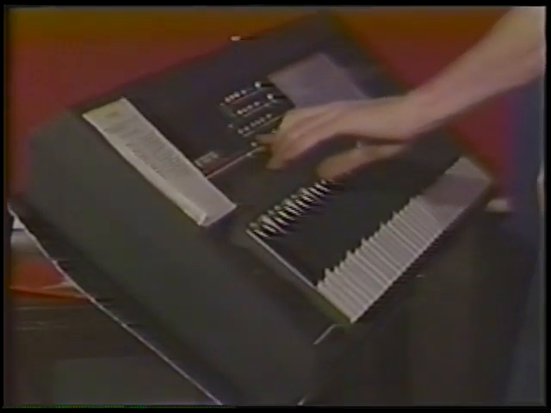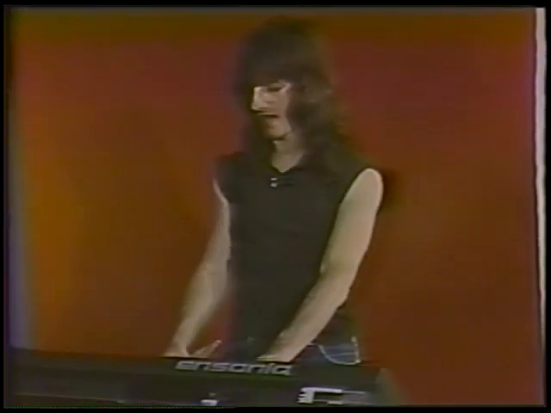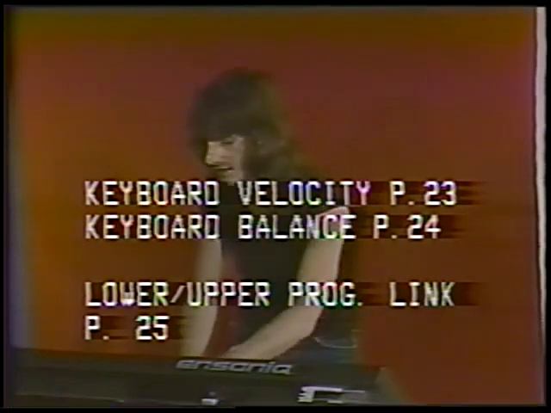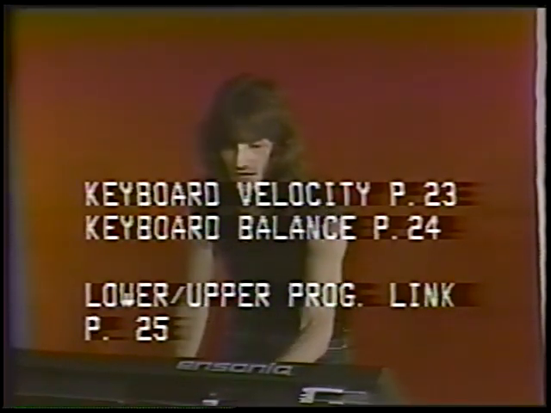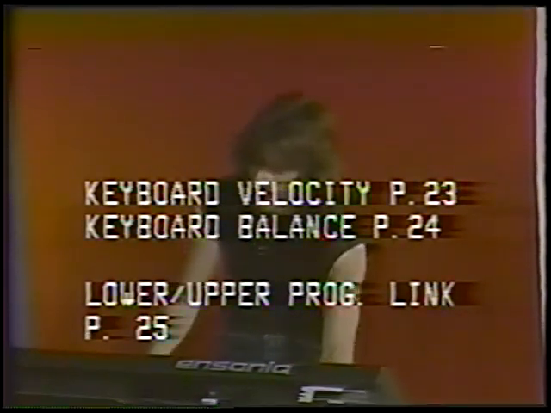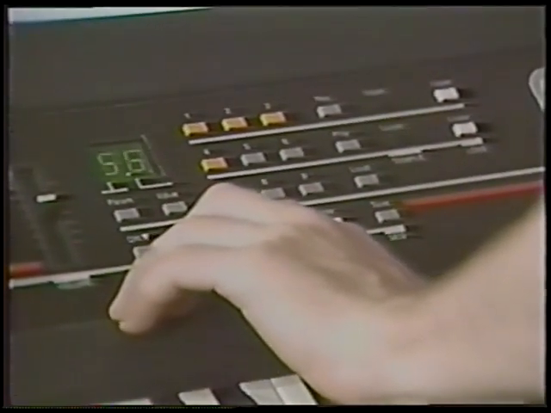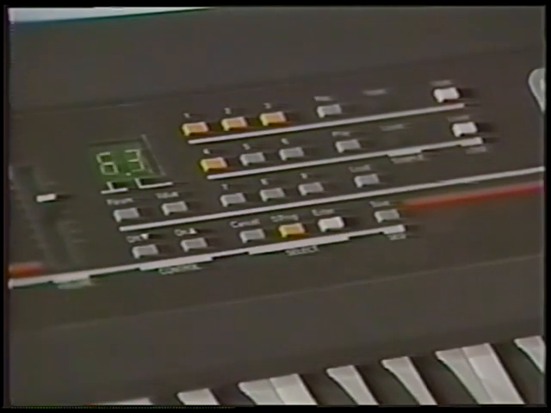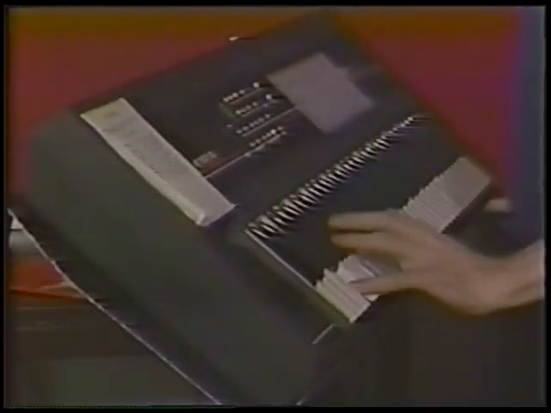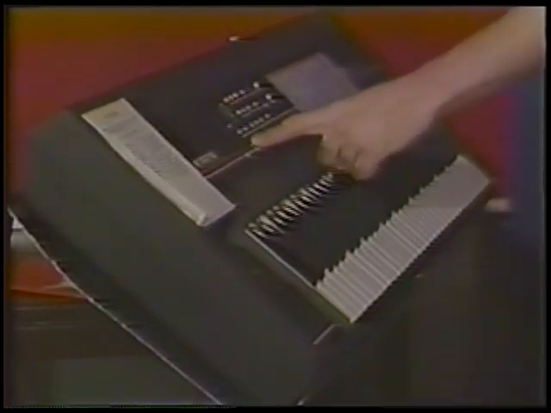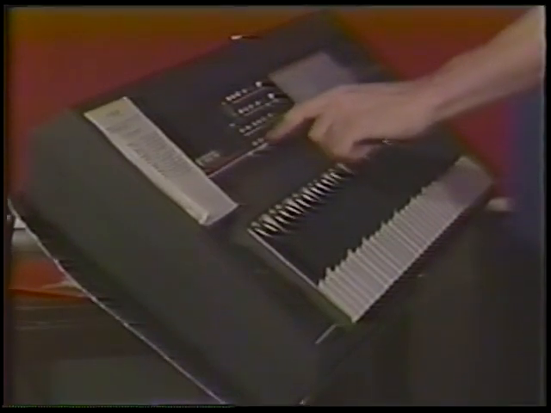24 is your keyboard balance, which balances your top key, which we'll get to. Your lower and upper bank will be balanced with the keyboard balance. That brings the bottom part of the keyboard in balance with the upper. We'll bring it back to 30, 31.